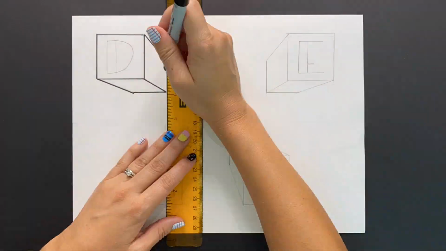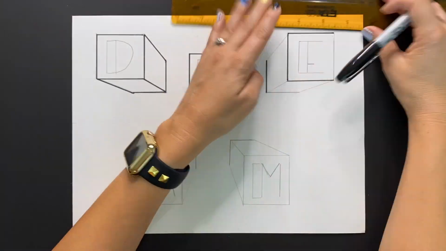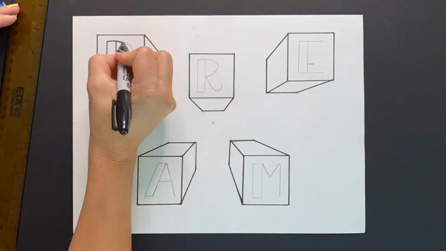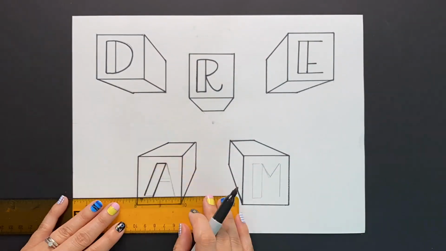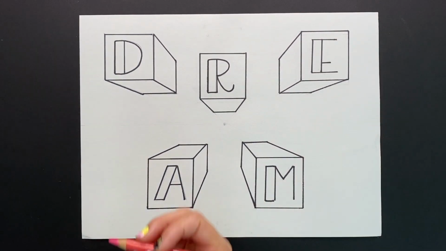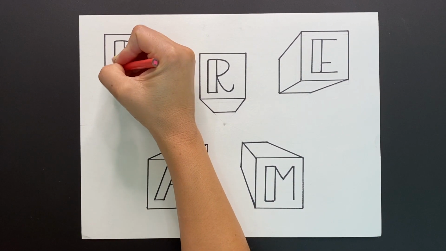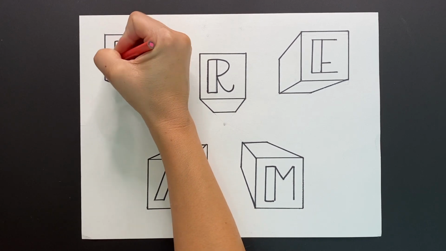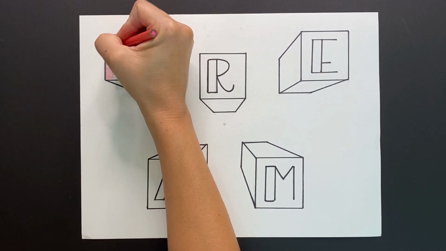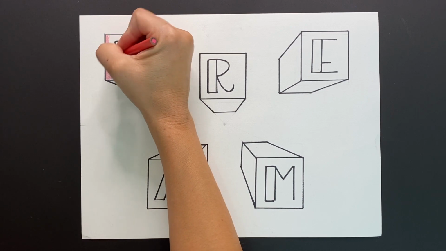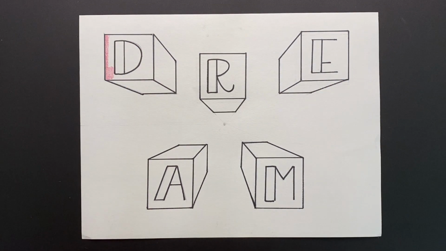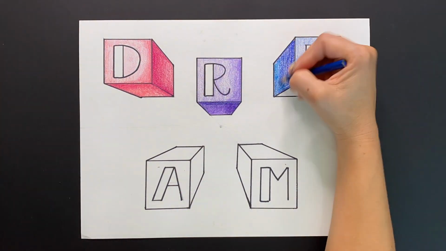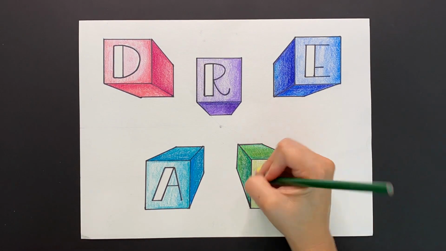Now go ahead and grab your Sharpie and begin tracing all of the lines that you just drew. And now for the fun part. Go ahead and decorate these lettered cubes any way that you want. If you would like, try practicing with a little value using light to dark to give your cubes a more three-dimensional quality. And then feel free to decorate the background in any way that you want.